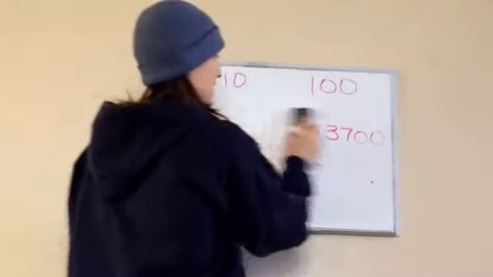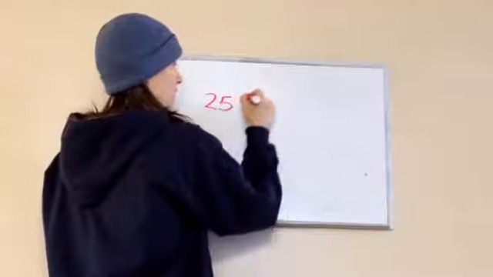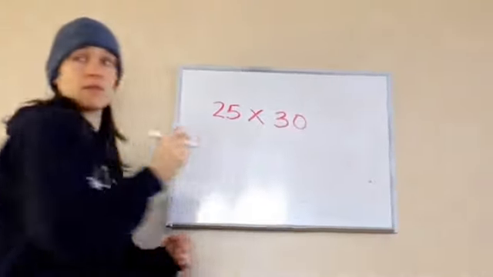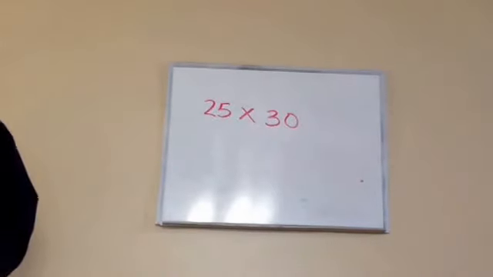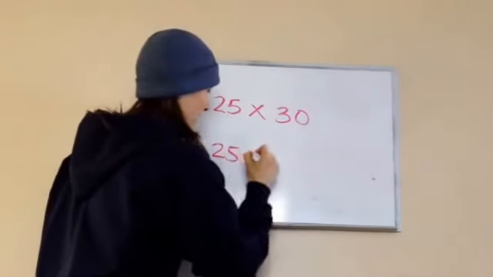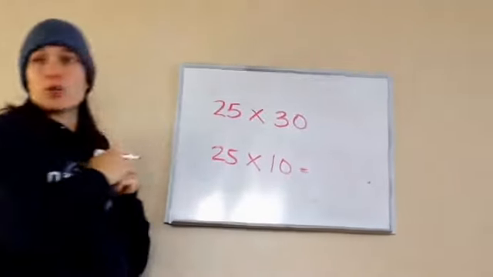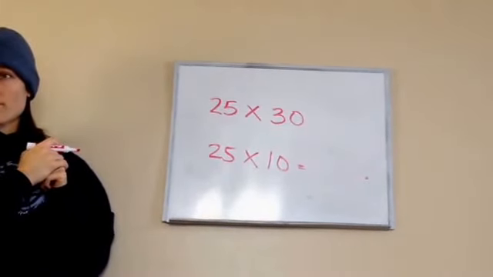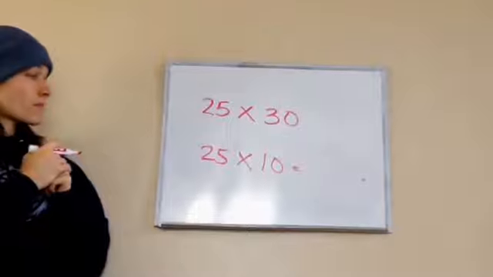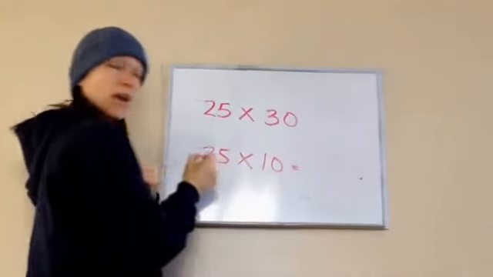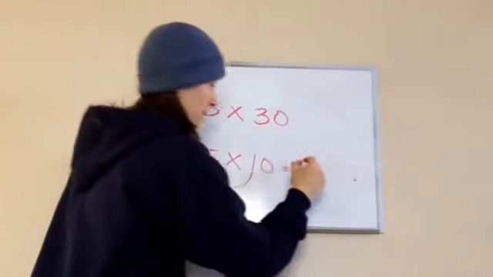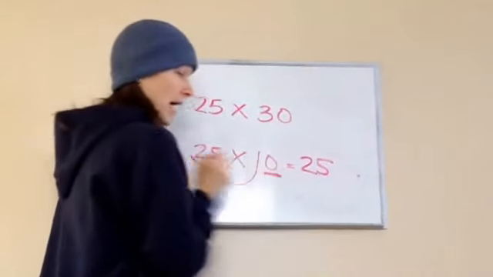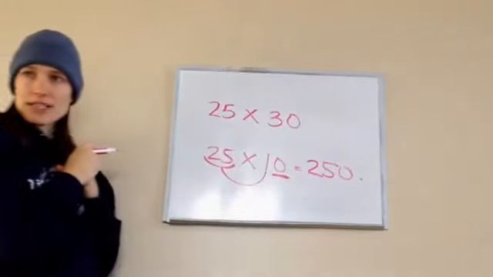All right, let's say I did 25 times 30. Now, I'm not working with tens and hundreds, so it makes it harder. Okay? But let's say this said 25 times 10. What would I do? 250, okay? So what I'm doing is taking this 25 and I'm multiplying it by 1. And then I'm going to add the 0 at the end. Do you see how I did that?